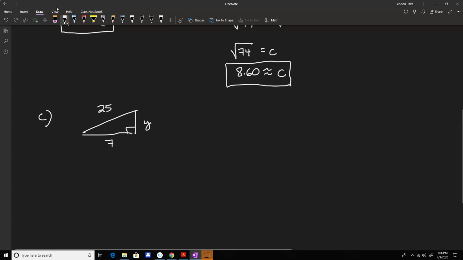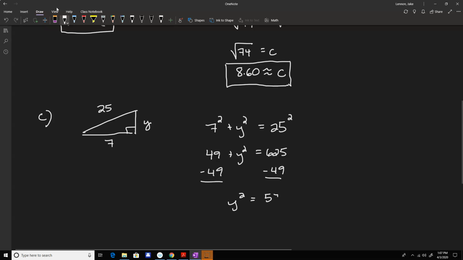So if we want to do a squared plus b squared equals c squared, then the shorter sides are the 7 squared and the y squared, and that will equal 25 squared. So now we have to solve for y squared, so this will be one additional step. We'll have to actually do a little subtraction as well. So we get 49 plus y squared is equal to 625. And then when we subtract 49 on both sides we get y squared is equal to 576.